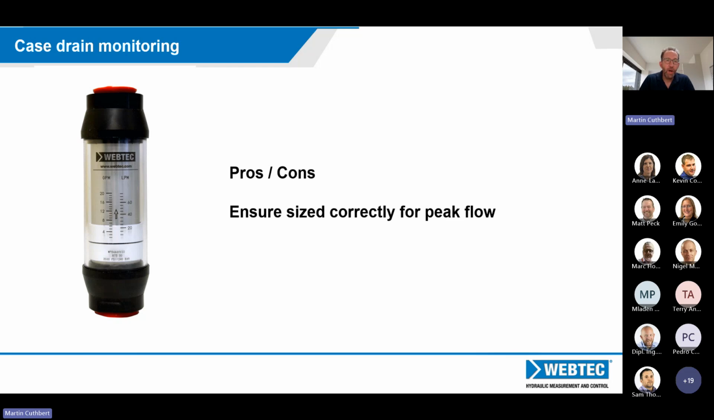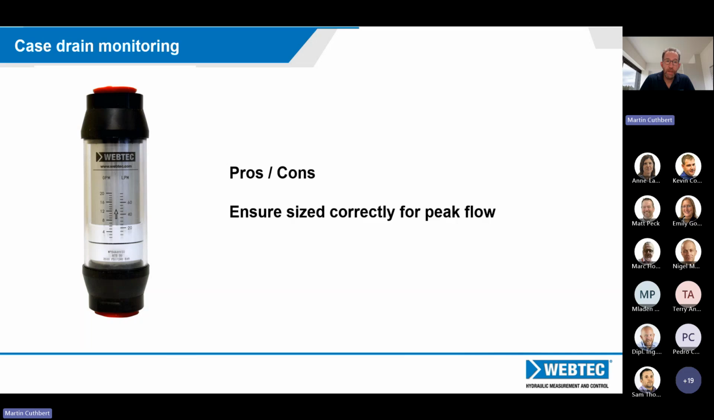I think while there are pros and cons to monitoring case drain, the pros are you can put it into a low pressure line, so it's not a high pressure line. It's potentially a bit cheaper to install an instrument there. It does give you fast visual monitoring of possible issues, which gives you potentially early detection of potential failures.